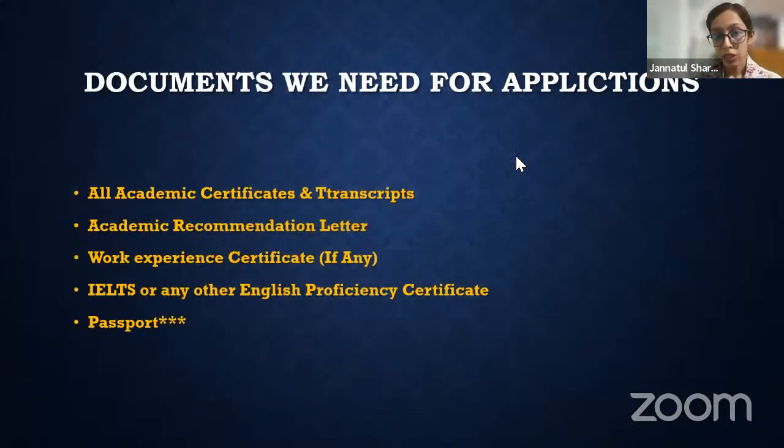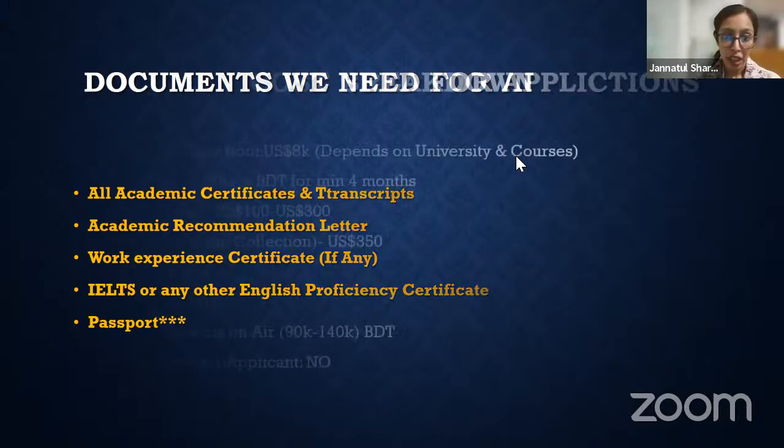So documents for application. If you are interested to study in the USA, first of all, you need to have the academic requirements. After that, you need to have the English requirements. And after that, you can apply for USA. So we will apply for you, and we need to have all your academic certificates and transcripts, your academic recommendation letter, and if you have any work experience certificate, you can also provide us that. And also we need your passport and your IELTS certificate or any other English proficiency certificate for application.